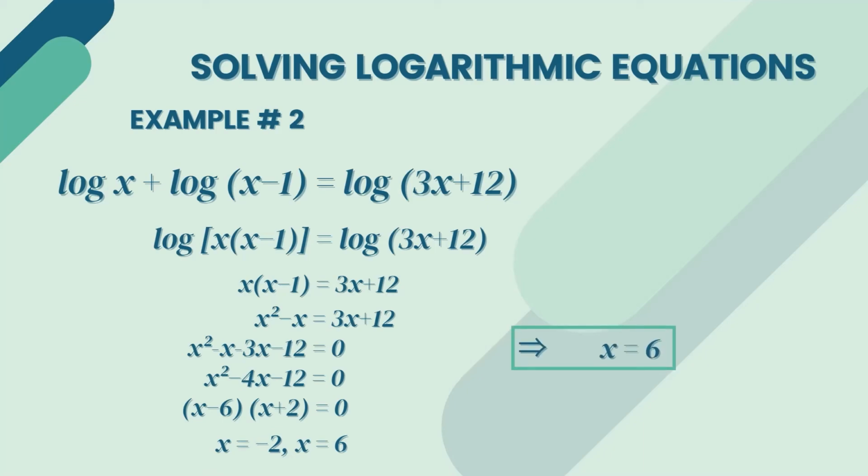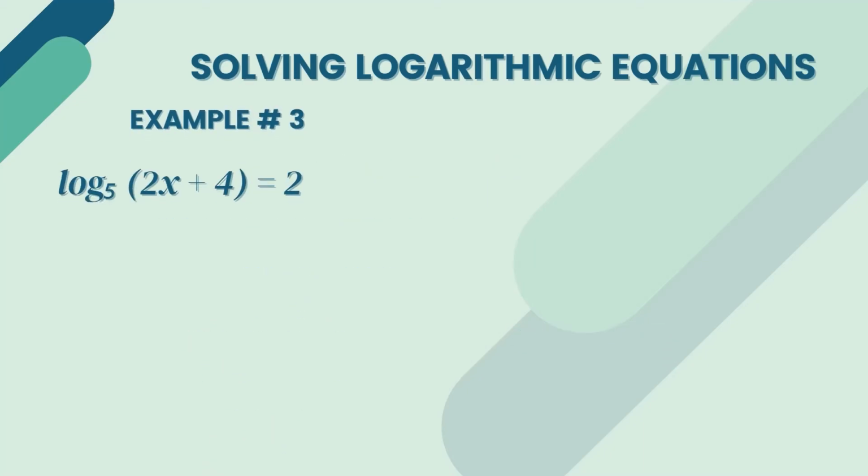Example number 3. To solve this, we need to get the equation into exactly the form that this one is in. We need a single log in the equation with a coefficient of 1 and a constant on the other side of the equal sign. Once we have the equation in this form, we simply convert to exponential form. So, let's do that with this equation.